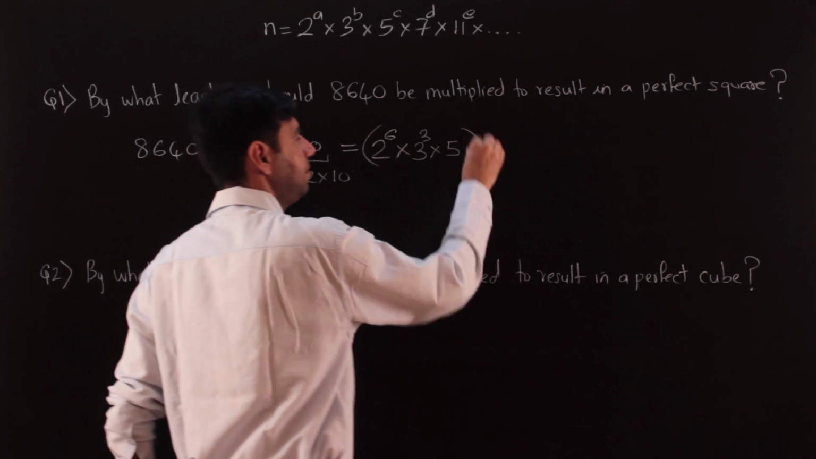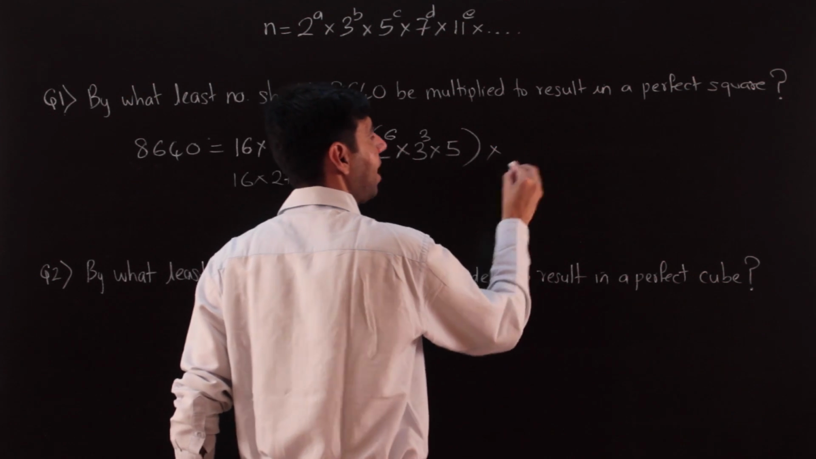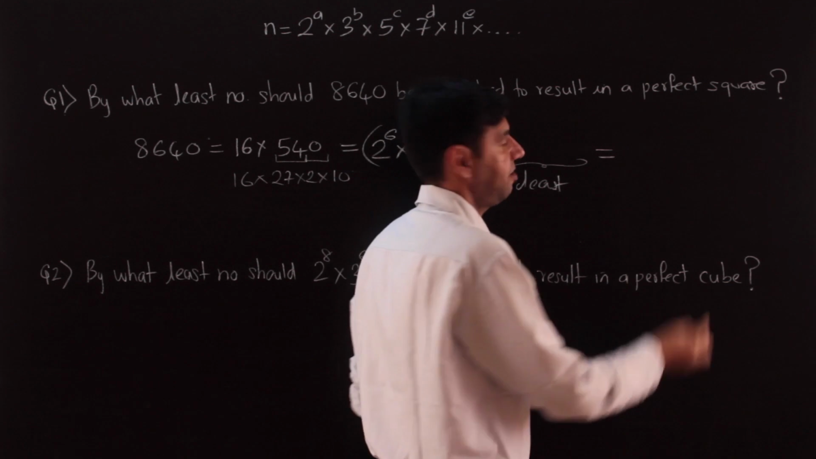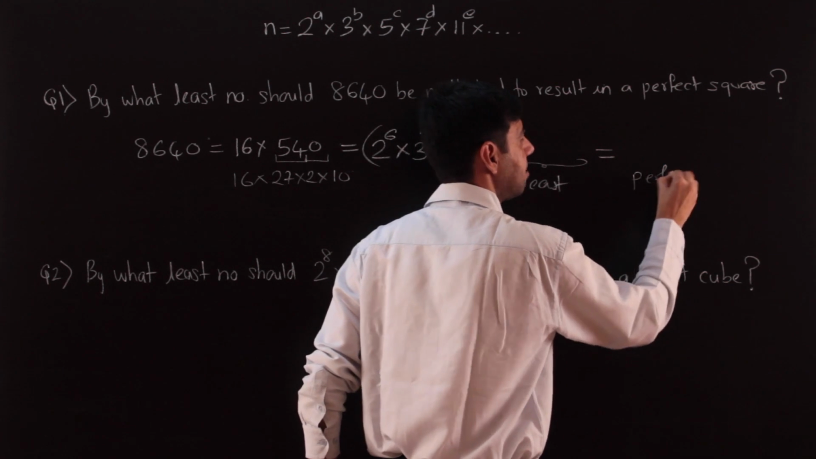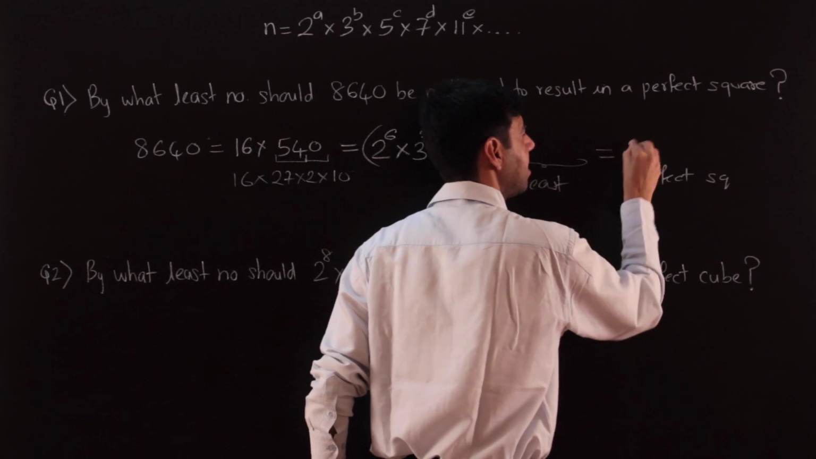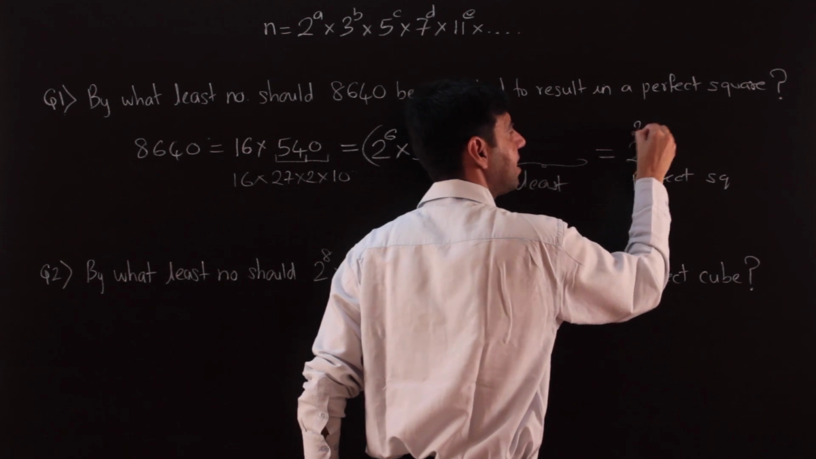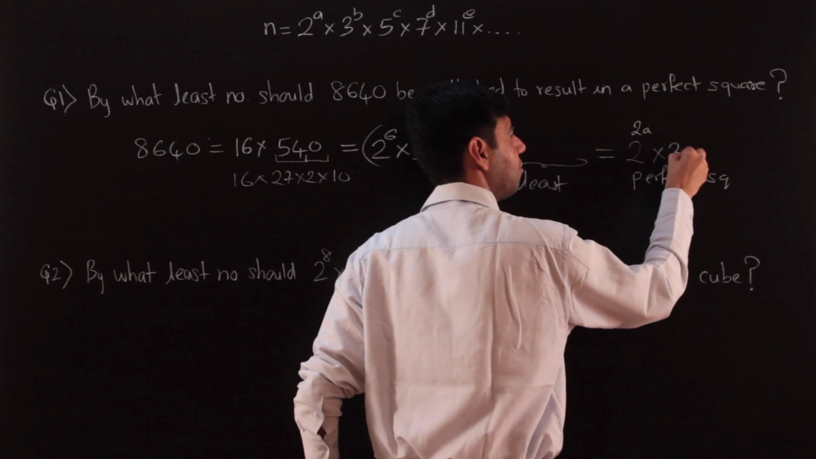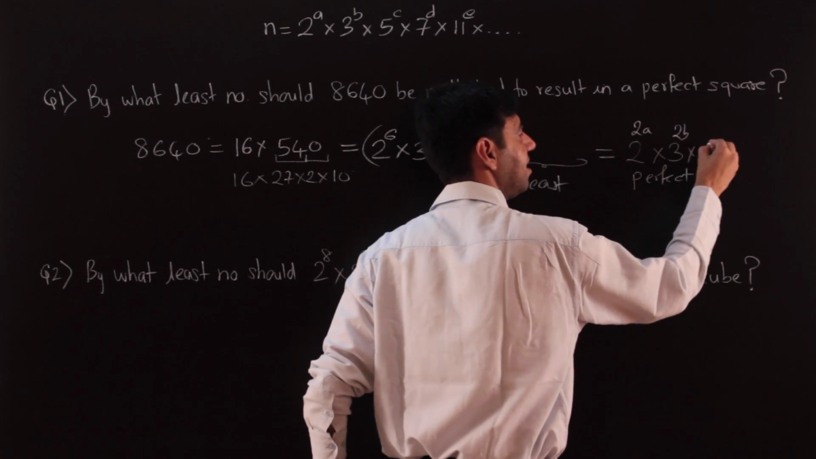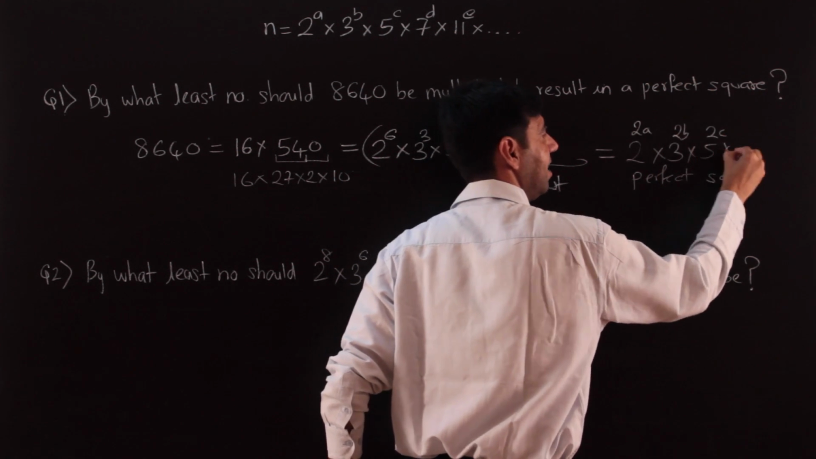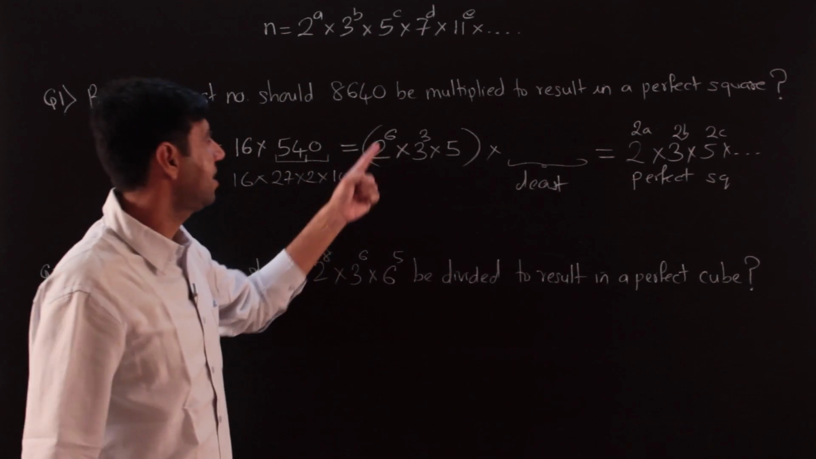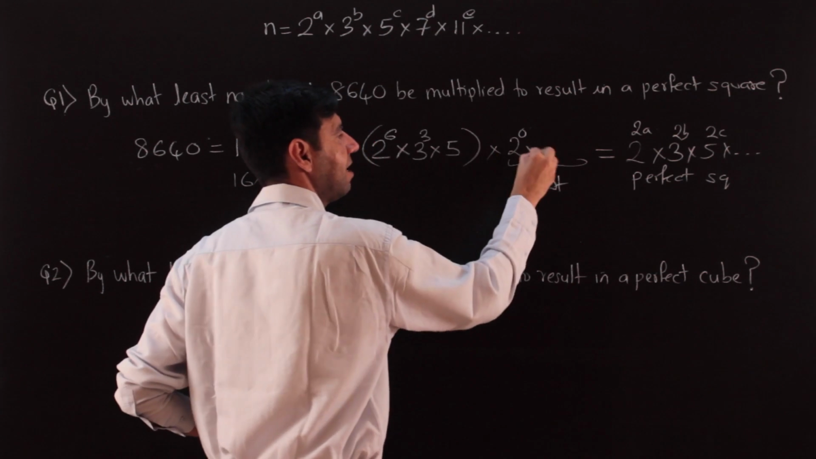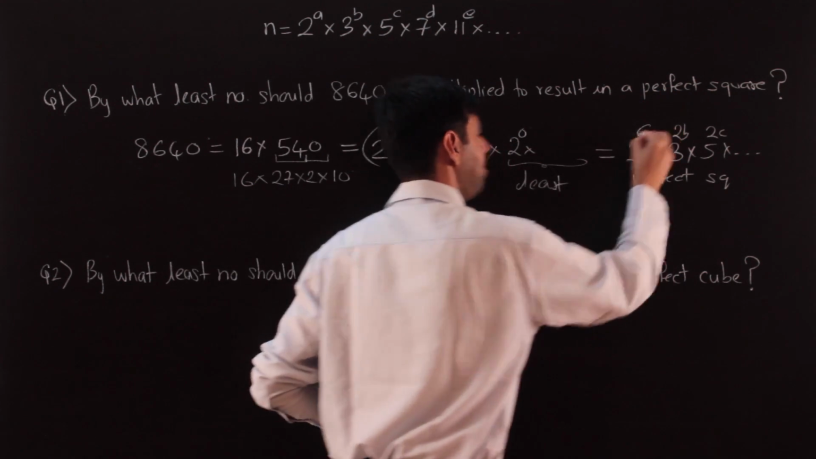Now this number, I need to multiply by a least number such that I get a perfect square. And what is a perfect square? A perfect square is where the power of 2 is a multiple of 2, the power of 3 is also a multiple of 2, the power of 5 is a multiple of 2, and so on. So let's see, 2 raised to 6 is already a multiple of 2. Since I want the least number, I'll multiply by 2 raised to 0. This will remain a power.